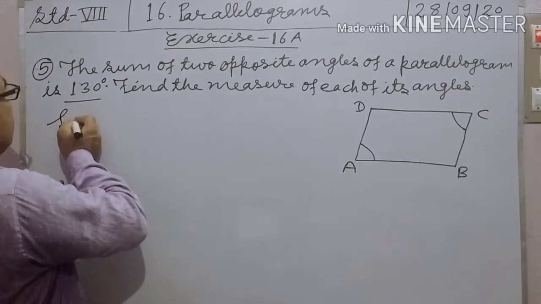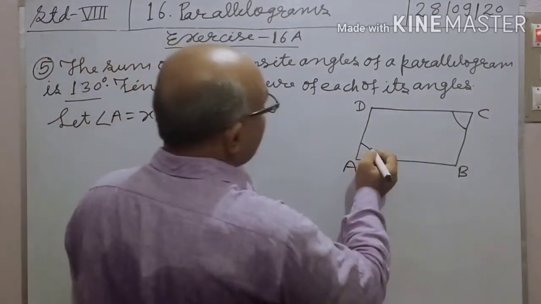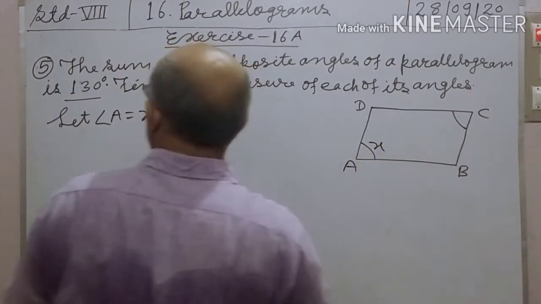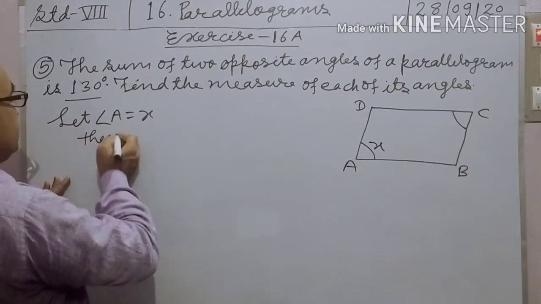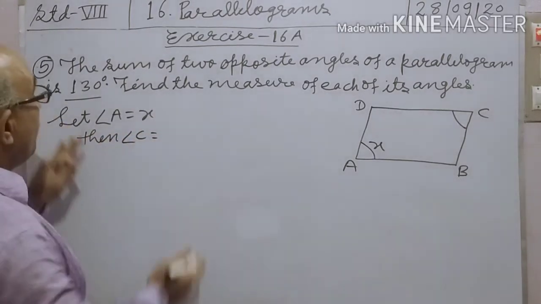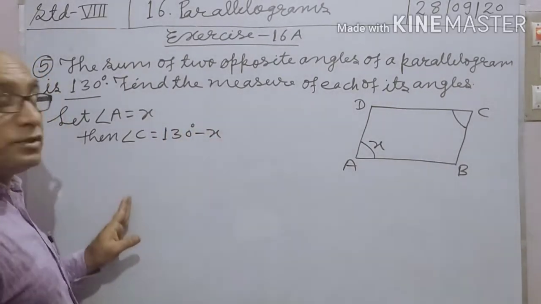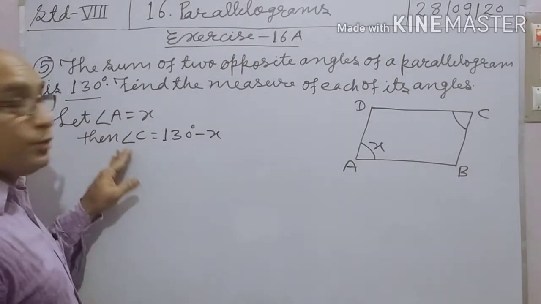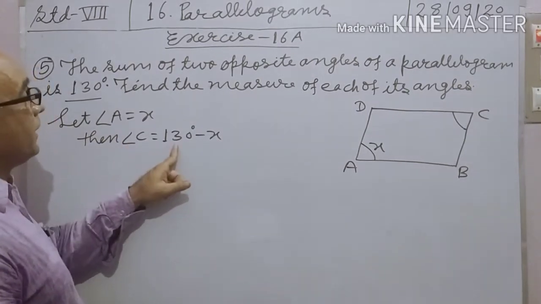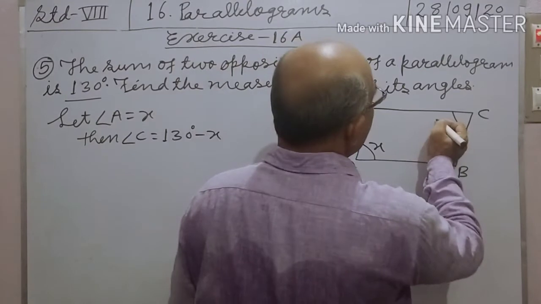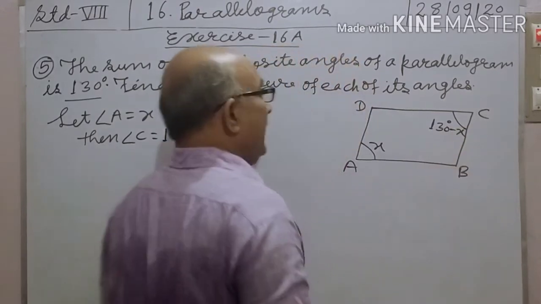So let angle A equal to X. Then angle C equals 130 degrees minus X, because the sum of angle A and C is 130 degrees. So let angle A equal to X, then angle C equal to 130 degrees minus X. So this angle is 130 degrees minus X.